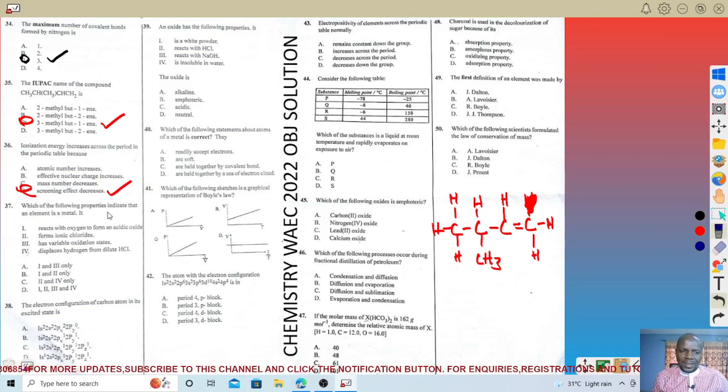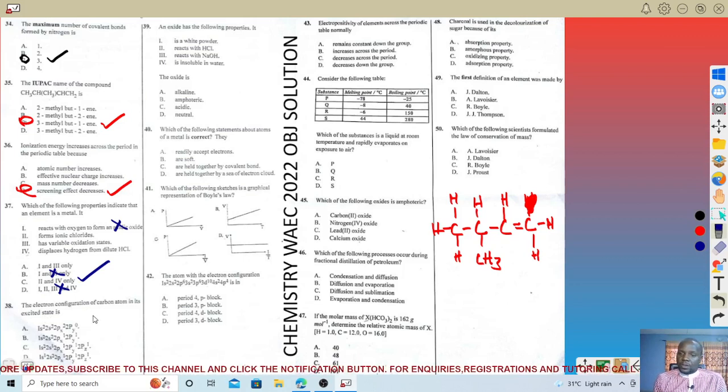Which of the following properties indicate that an element is a metal? React with oxygen to form acidic oxide. Metals don't form acidic oxides. They form basic oxides. So remove one. Anything that has one is a goner. Two, forms ionic chloride. Yes, they form. Has variable oxidation state. I will not pick that. It's only transition metals that go with that. Displaces hydrogen from hydrochloric acid. Most metals do that. So I can pick 2 and 4. Where's that? Option C.